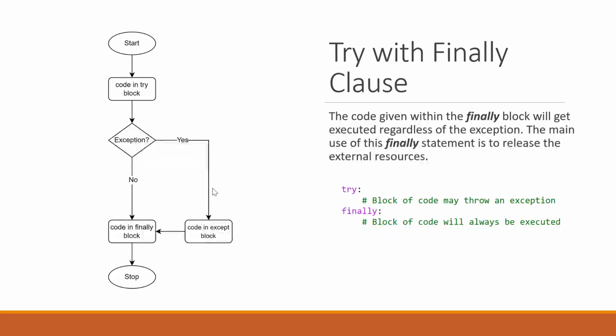Now other than using the else block, we can also utilize the finally block. This finally block is also optional to use with the try except statement. The code given in the finally block will get executed regardless of the exception. The main use of the finally statement is to release all the external resources, and this finally block is utilized in conjunction with the try block.